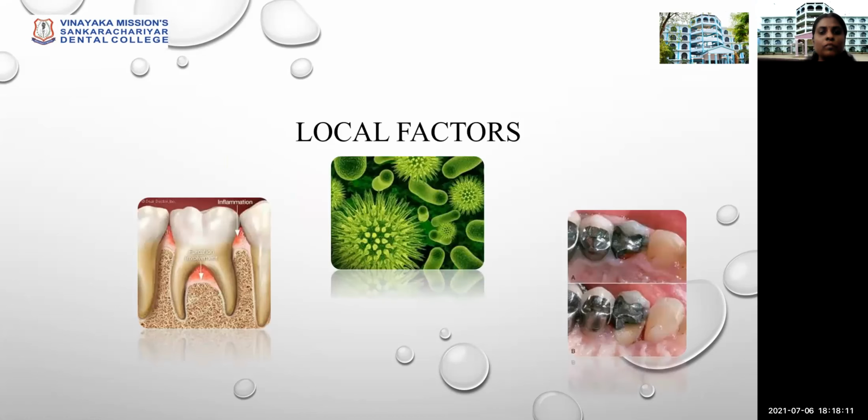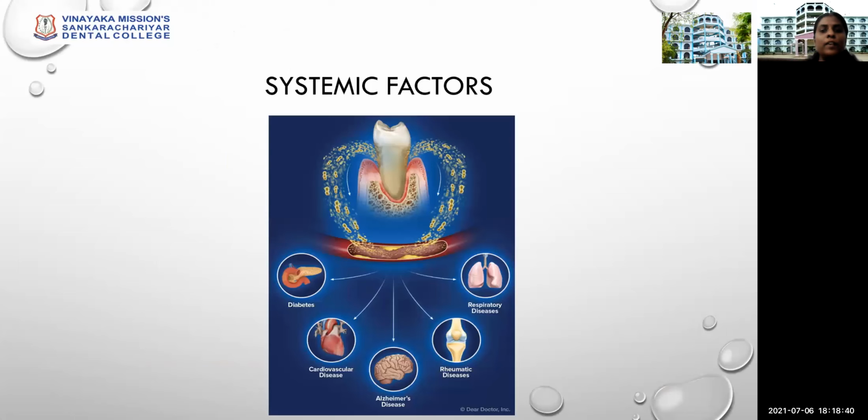Second one, if he's having biofilm, continuous biofilm, and that biofilm formation is favored by anatomical abnormalities. Maybe it is more in furcation involvement. If there is any incomplete restoration, these areas can act as a niche for the local factors, especially plaque and calculus. I told you red complex microorganisms are more involved in chronic periodontitis, and they pose a risk for chronic periodontitis. Third one is systemic factors.